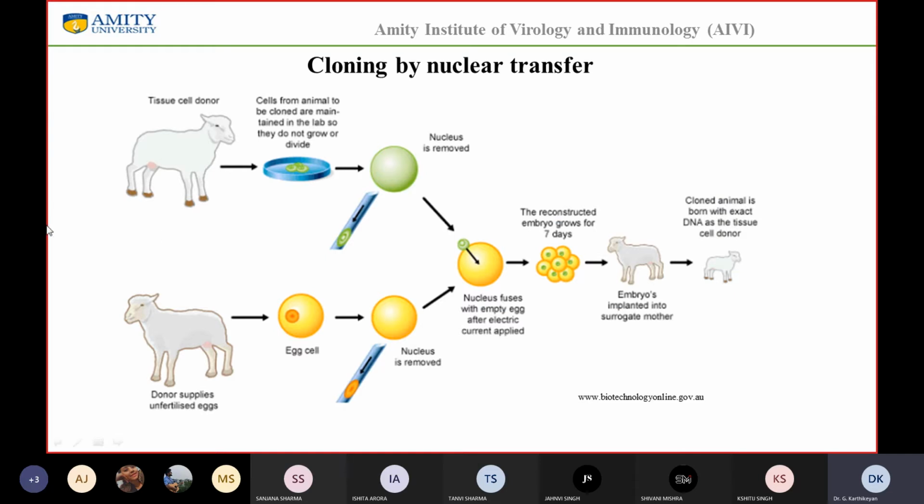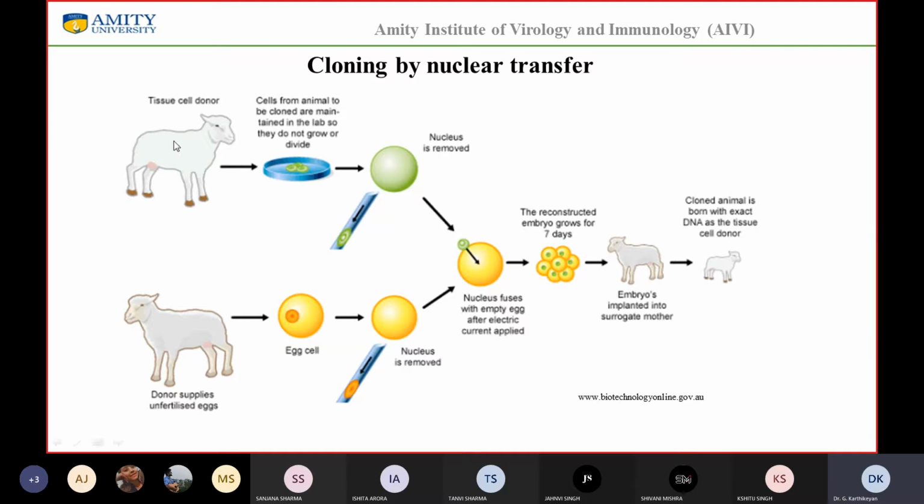So that was about embryo splitting. We don't do that with humans. Let me reiterate that we don't do that with humans. In fact, even with animals, it is done very rarely. Nevertheless, that is a possibility. So how does cloning by nuclear transfer happen? This is how Dolly the sheep was born.